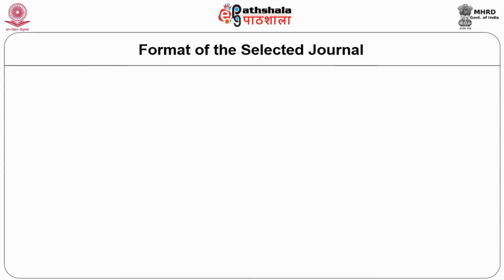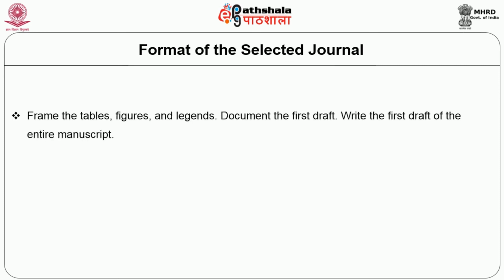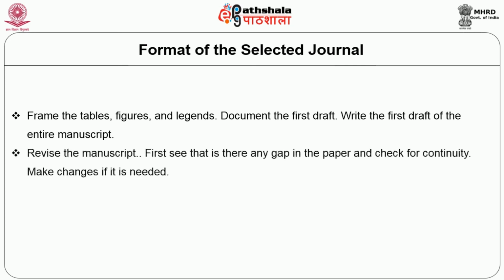Then the next one, start to write the full paper in the stated format of the selected journal. The next step is to frame the tables, figures and legends. And the next one, document the first draft. Write the first draft of the entire manuscript. And the next one, revise the manuscript.